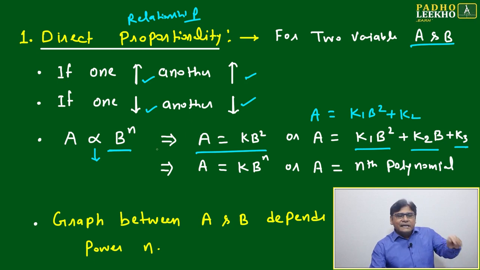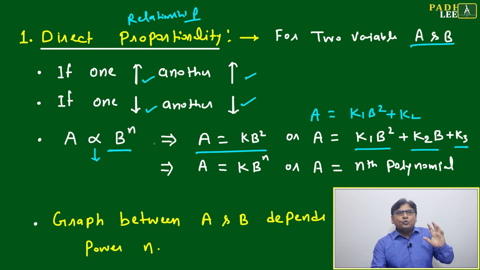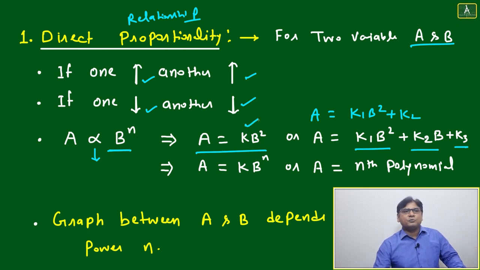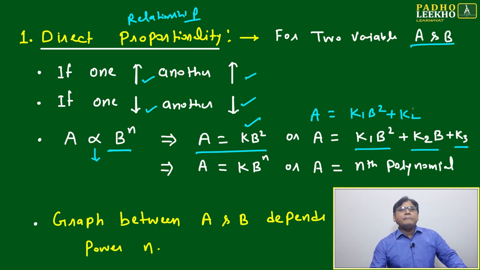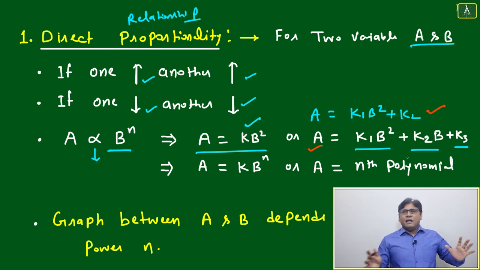Then if A is directly related to B to the power n and n equal to 2, we will get two-three possibilities. A equal to k b square, that is your first possibility. A equal to k1 b square plus k2, that is your second possibility. And A equal to k1 b square plus k2 b plus k3, this is your third. You can say three main categories are possible.